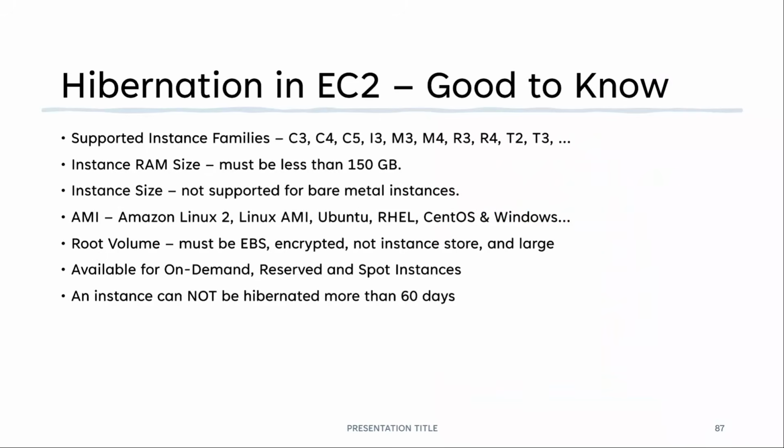Now, hibernation in EC2, some good things to know. Supported instance families are C3, C4, C5, I3, M3, M4, R3, R4, T2 and T3. Instance RAM size must be less than 150 GB. Bare metal instances are not supported, and it means that an instance on your on-premises network doesn't support it; it only supports EC2 instances. The AMIs are Amazon Linux 2, Linux AMI, Ubuntu, RHEL, CentOS and Windows. The root volume must be EBS encrypted. It is available for on-demand, reserved and spot instances. An instance cannot be hibernated for more than 60 days.